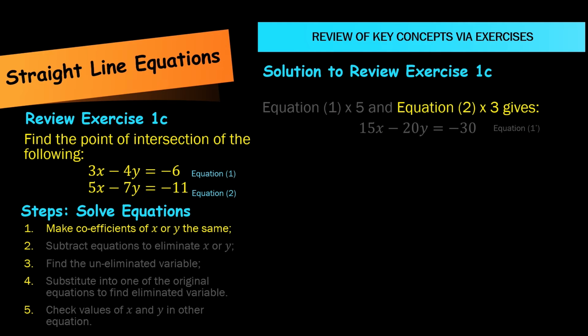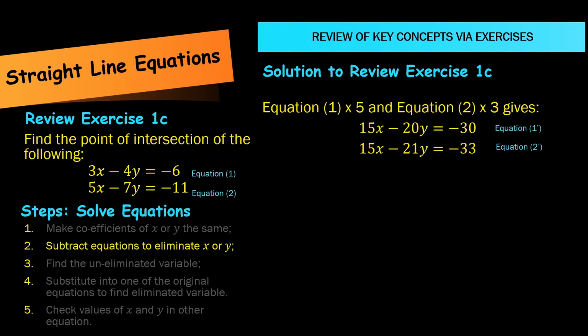And we will multiply equation 2 by 3 to give 15x minus 21y equals minus 33. Next, subtract the equations to eliminate x or y.